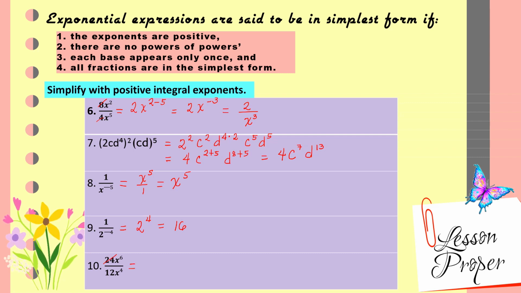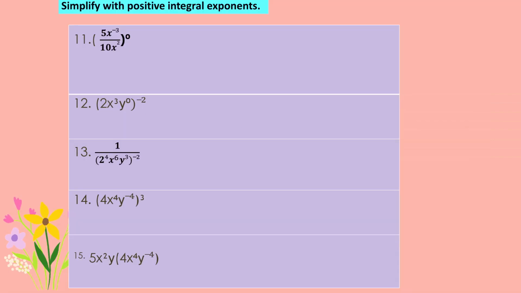Number 10. 24 divided by 12 is 2. And then, we have the same base, and then subtract the exponent. 6 minus 4. So, you will have 2x squared as the final answer for number 10. Now, let us proceed to more complicated expressions, applying the laws of exponents.